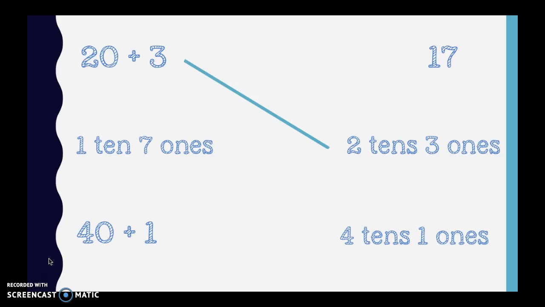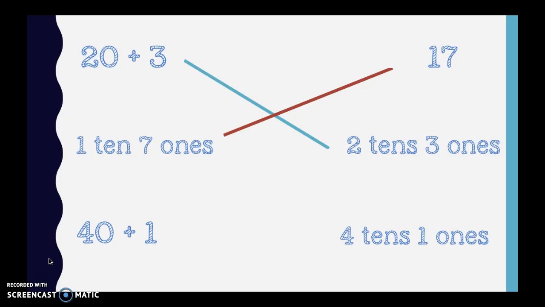If you're not sure, look at the choices. We have 17 and 4 tens, 1 one. Well, I know that that last one doesn't match because it says 4 tens, and on my first side it says 1 ten. Let me look at 17. Oh, yeah, totally 17. Is that what you got? Oh, nice.